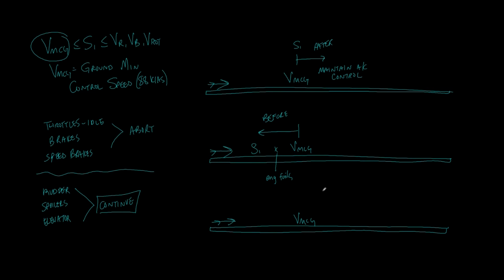So in this case, VMCG has to be less than or equal to our commitment to takeoff. Why? Because if I'm going to be committed to the takeoff, I want to ensure that I have aerodynamic control of my aircraft. I want to ensure that my aircraft is going to stay on runway centerline safely. So in that case, VMCG must be less than or equal to S1. And in the next video, we're going to discuss critical engine failure speed, the last variable of the equation.